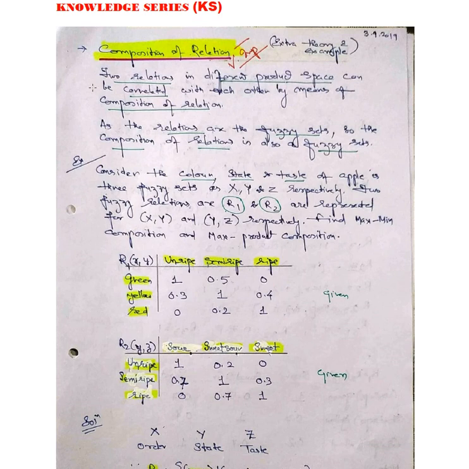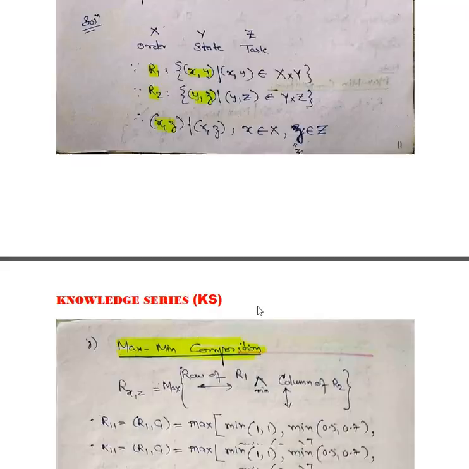Now here, two relations in different product spaces can be correlated with each other by means of compositions. That means you have two spaces, you take the relations of those two spaces, and then you compose them. That is known as composition. As the relations are fuzzy sets, the composition of relations is also a fuzzy set.